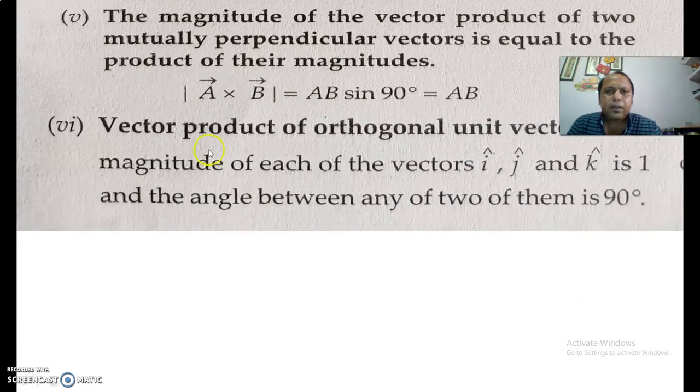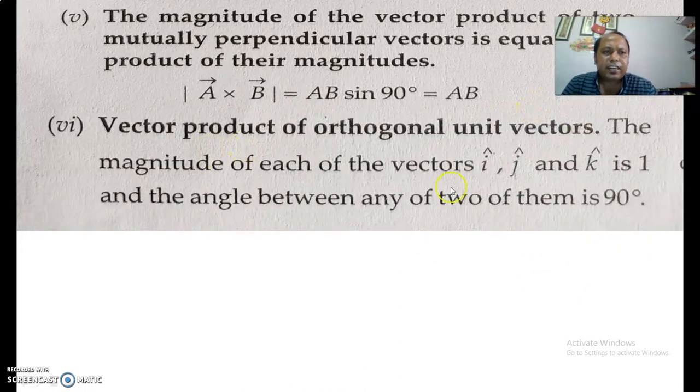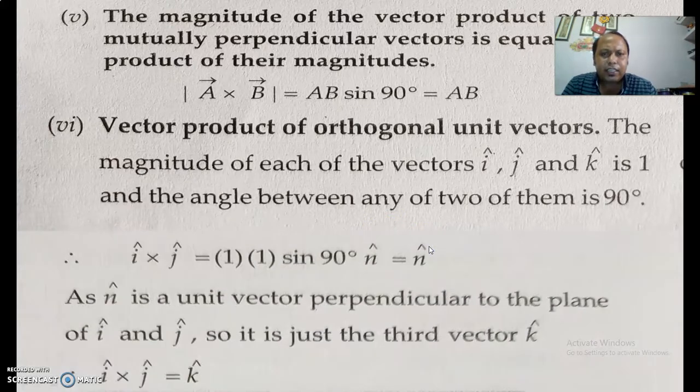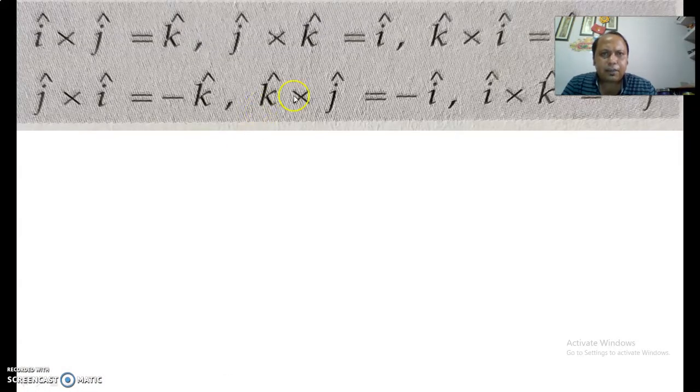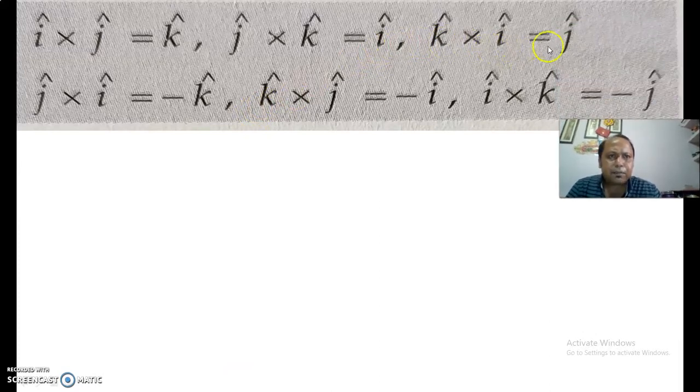Now next is vector product of orthogonal unit vectors, that we have already discussed. If we consider i cap, j cap, k cap making an angle of 90 degrees, their cross product will be a unit vector, and for i cap cross j cap it will be k cap. For j cap cross k cap it will be i cap, k cap cross i cap is equal to j cap. And if we take the alternative, that is j cross i, it will be negative of k cap. Similarly, we have considered this in the anti-commutative rule. So I hope that you are very clear with that.